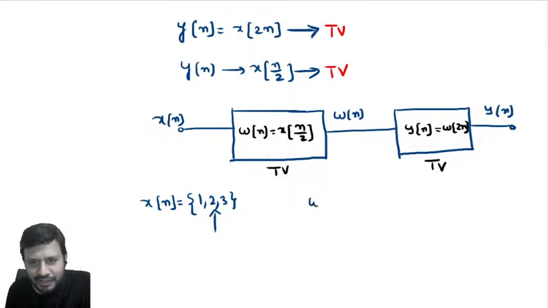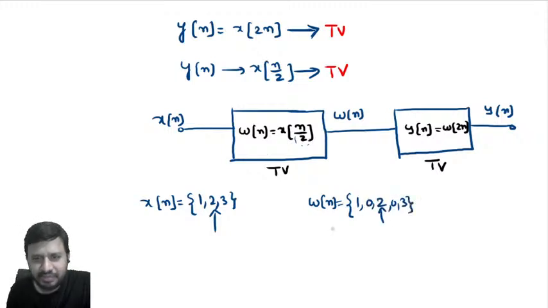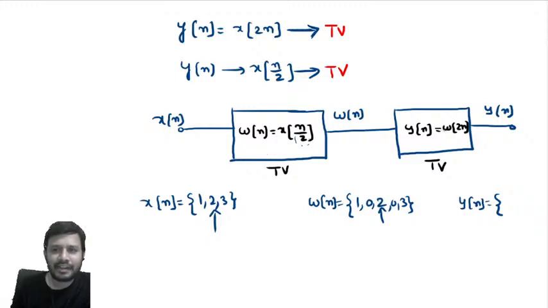Now what is w of n? Interpolation means what? Increase in number of samples, right? And if you are going for zero interpolation, between the consecutive samples here, the denominator is what? 2. Means how many zeros will come? 1 zero will come. So 1 0 2 0 3. This is my w of n. Now what is y of n? Y of n is w of 2n. W of 2n means decimation.